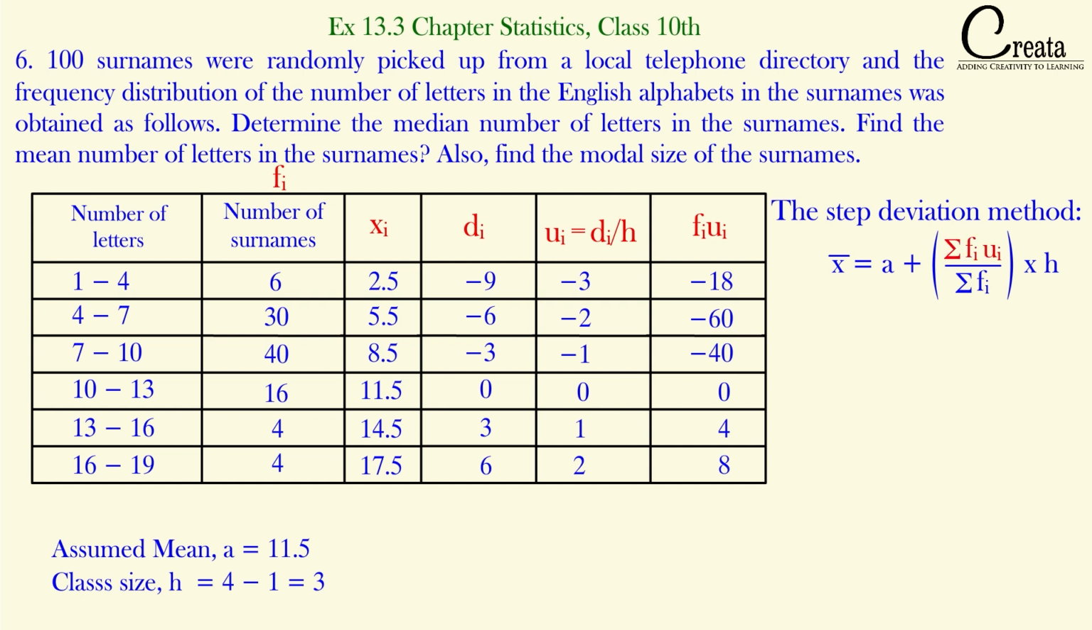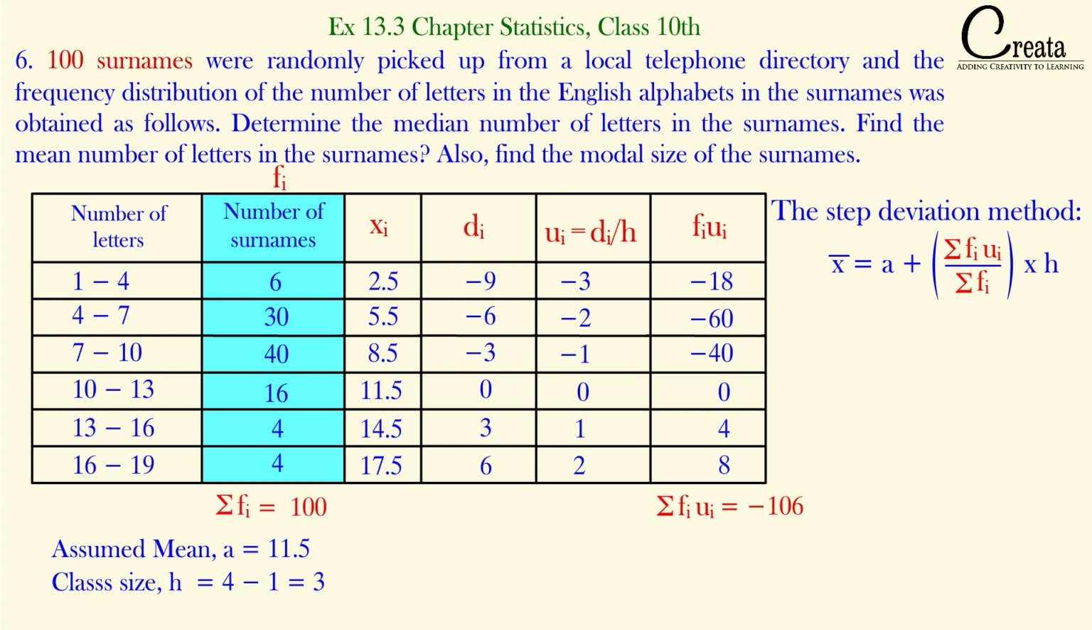Here we have to calculate sigma fi ui and sigma fi. For that, let's add all the values of fi into ui. We got sigma fi ui as minus 106. And let's add all the values of fi, which is already given in the question as 100 surnames.